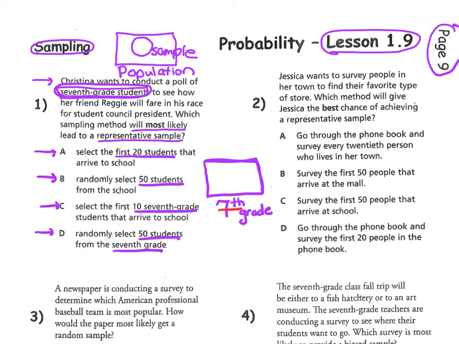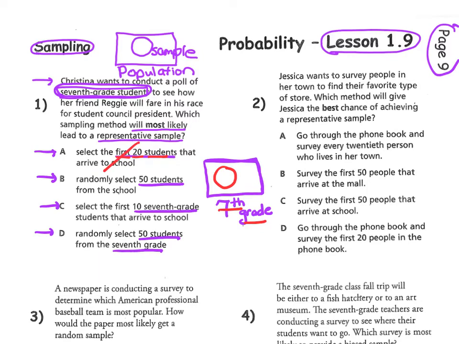Remember, the 7th grade is the population, and you only want a random sample of the 7th grade. So the first 20 kids at school may be 5th graders or 6th graders or 8th graders. They're not even in your population. And not every 7th grader has a chance of being selected. That's not valid.